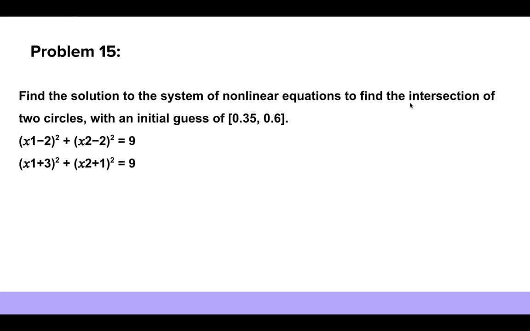So this is a nonlinear equation. We need to find the intersection of two circles. So here we have two circle equations. One circle is centered at (2, 2), and the other circle is centered at (3, 1). And then we have r square for both equal to 9 centimeters square. Now we have the initial guess 0.35 and 0.6. So let us look at the MATLAB code.